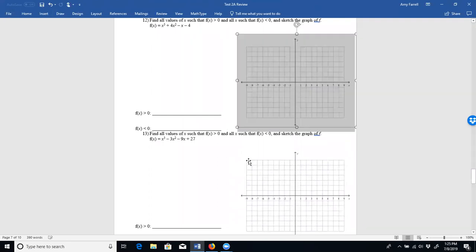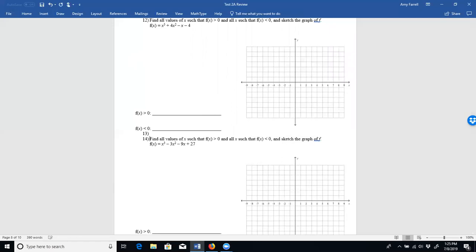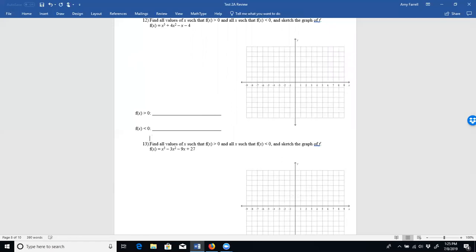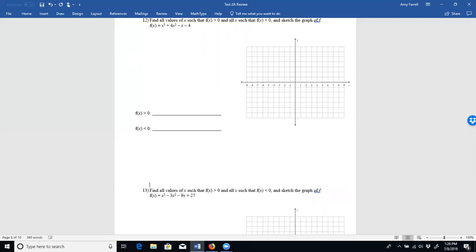All right. See if we can get this to go down a little bit. Move this to the next page.